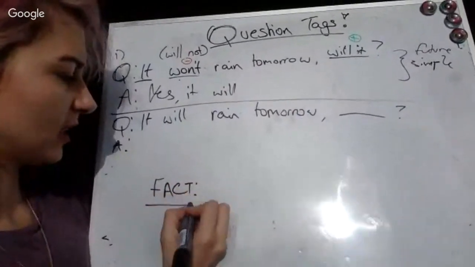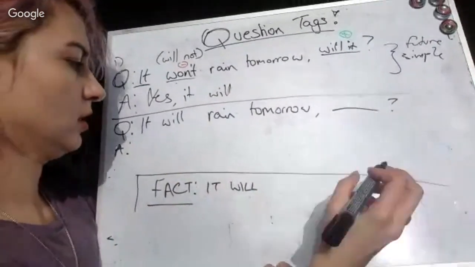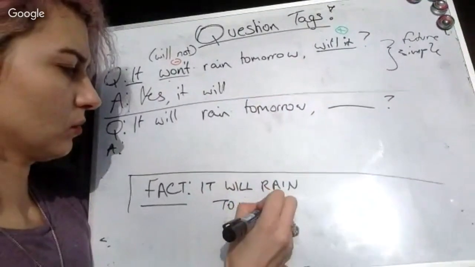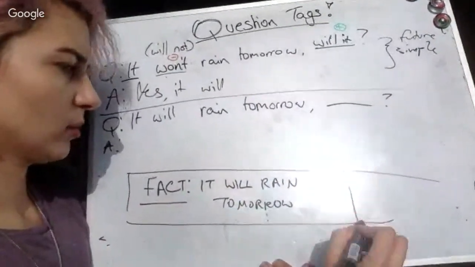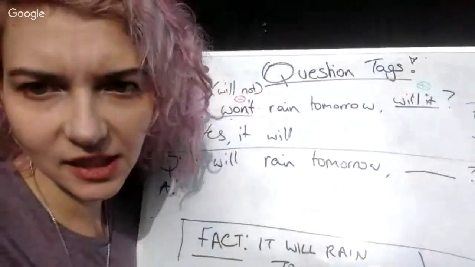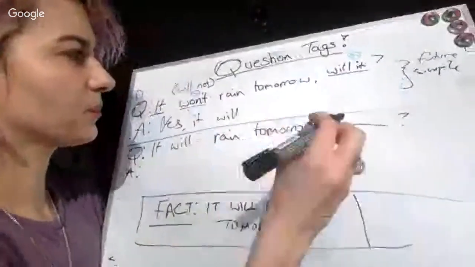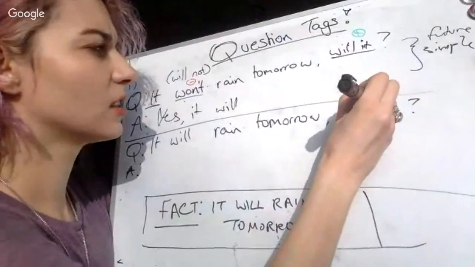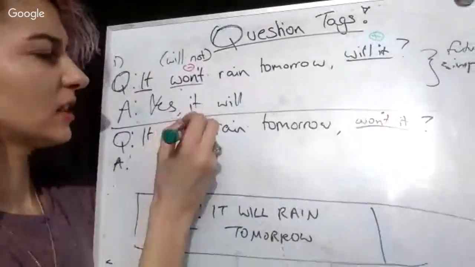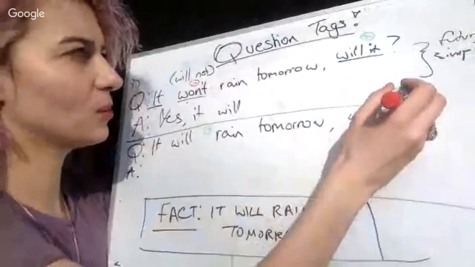So I'm just telling you the fact. It will rain tomorrow. So that's the fact. It will rain tomorrow. Question tag is good. Excellent. Won't it? We've got some correct answers there. Exactly here, because this part is positive, which means the question tag must be negative. Well done.